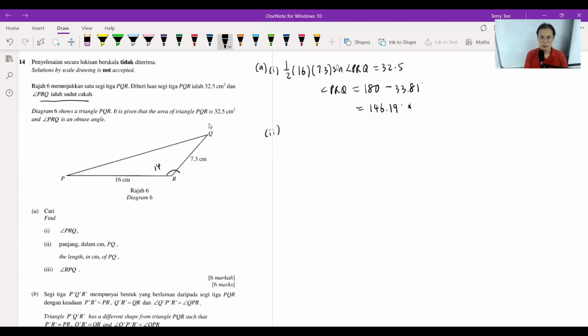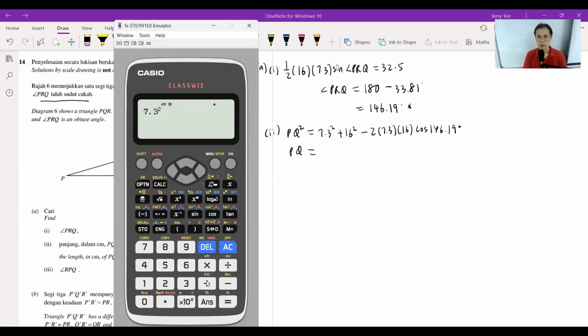Okay, next, panjang PQ. Well, if I know this 146.19, we can find the length of PQ by using cosine rule. Yeah, remember cosine rule, PQ square is the other two sides square, 7.3 square plus 16 square minus 2 times 7.3 times 16 cos of the angle in between. So what's your PQ? Use your calculator.